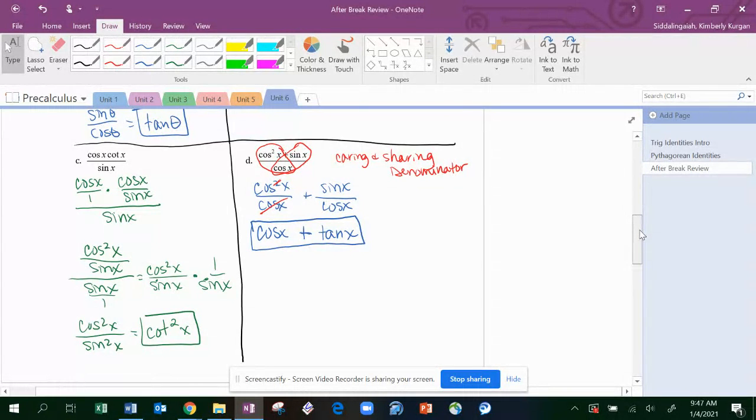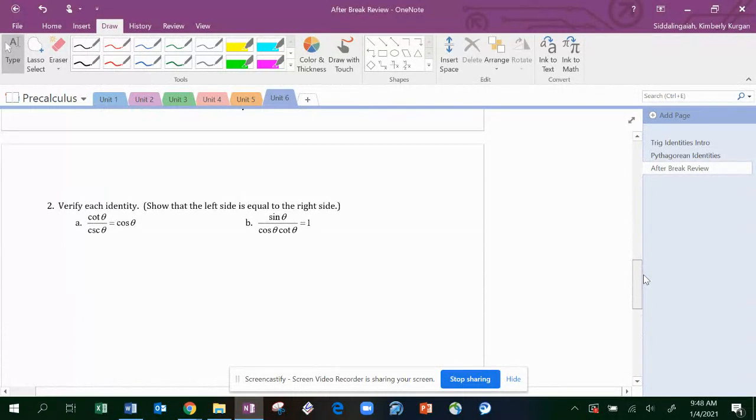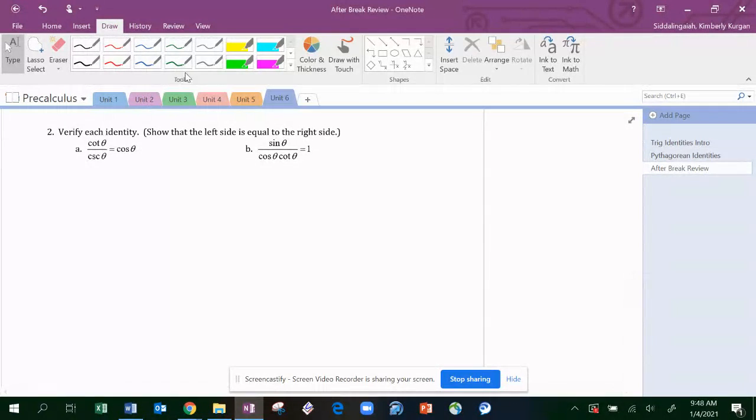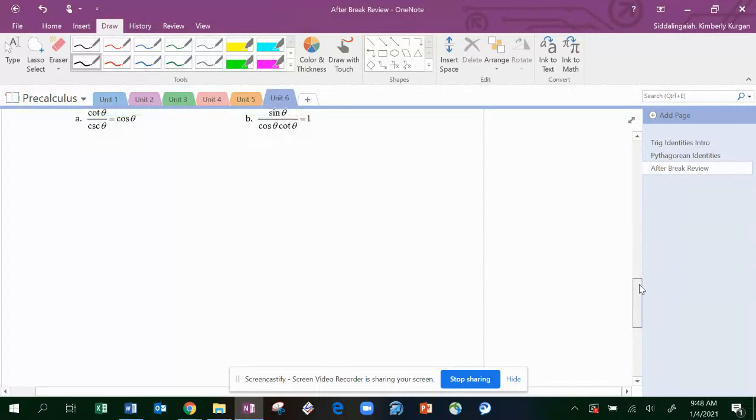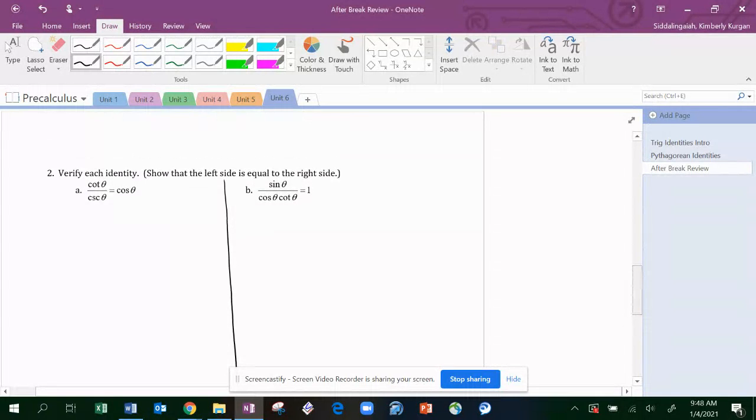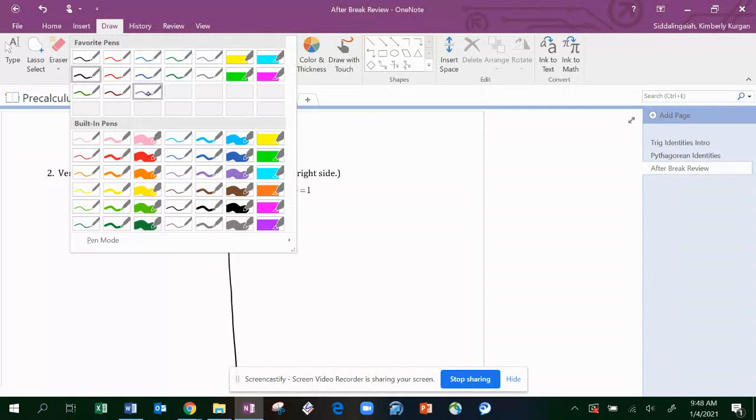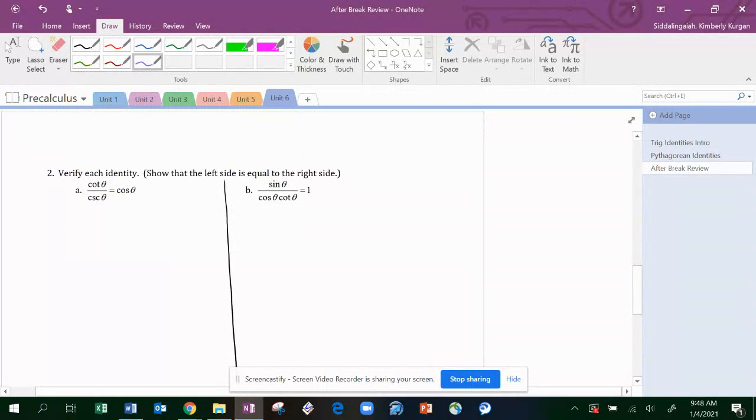All right, let's take a look at the next page. Two more problems, and this is a verify each identity. What that means is we're going to start on one side, and our goal is going to be the other side. So typically for these, we're going to want to start on the side that has more stuff. So in our case, it's saying show the left side is equal to the right. So we'll be starting with the left side.